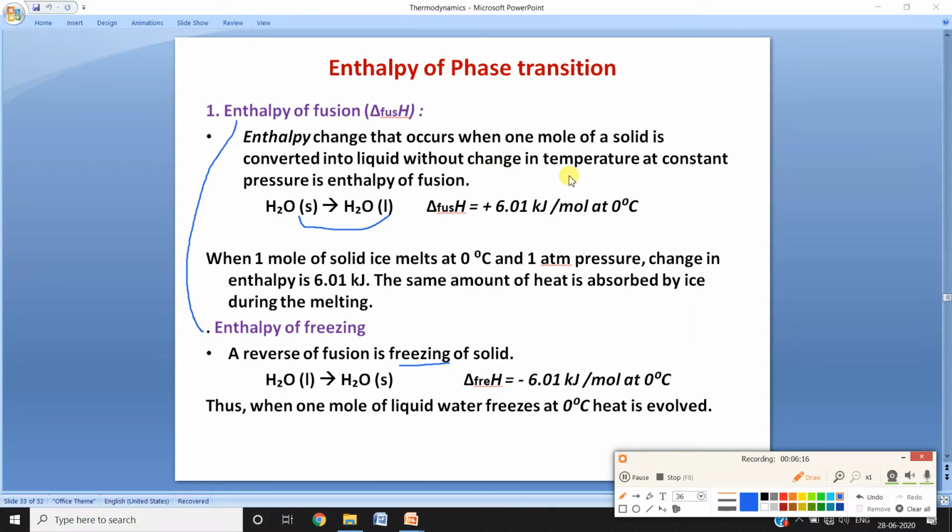And why is there no change in temperature? Because the energy absorbed or evolved is required to perform the work. Here the system performs the work, converting from one phase to another phase, and that's why this is an example of an isothermal process.